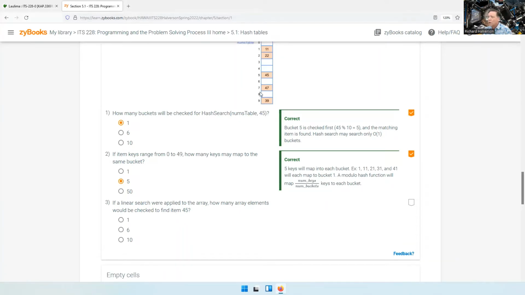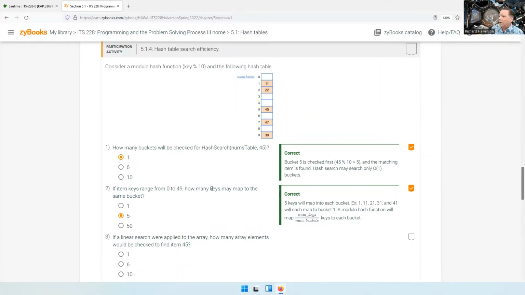Oh, I see. We're still, I thought this was defining the size of the table. I was reading this wrong. I thought it was defining the size of the table. And really what it is, the key values range from 0 to 49. We're still using this table.